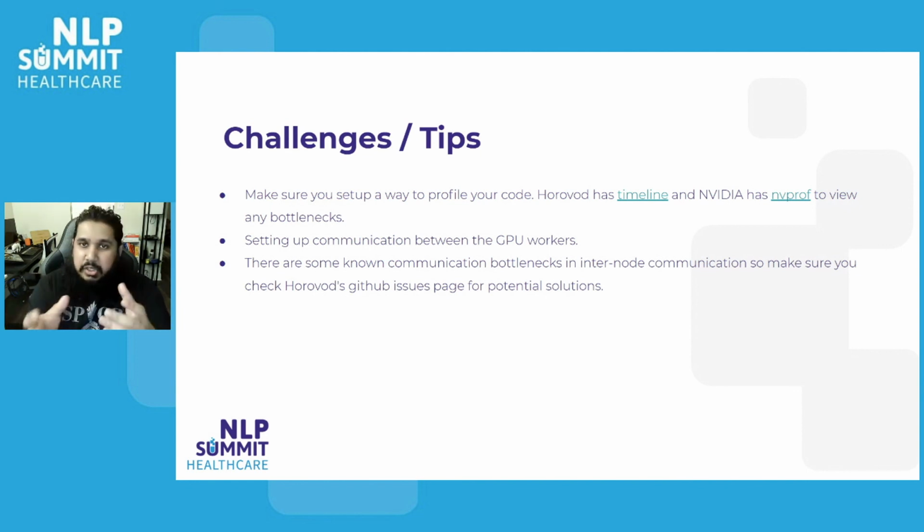Second, setting up communication between GPU workers. There are tons of resources on how to do this online, but not everything is going to work for your application. So make sure you take the time to find out the configuration that is the closest to your use case. Finally, there are some known communication bottlenecks in internode communication, since most of these libraries are pretty new. So check Horovod's GitHub issues page for any potential solutions. For most of the issues I had, I was able to find solutions in GitHub rather than Stack Overflow. So make sure you check there if you run into any issues.